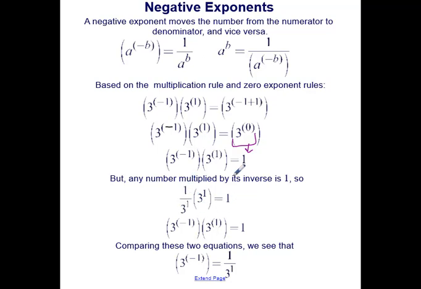So if we take our two equations and compare them, we can see that 1 over 3 to the first is equal to 3 to the negative 1. Everything else is equal: we have 3 to the first, 3 to the first, 1 and 1. So 3 to the negative 1 equals 1 over 3 to the positive 1. And that's how we can look at our negative exponent rule. That negative 1 exponent represents any negative exponent, and the base of 3 represents any base of a. So again, a negative exponent moves the number from the numerator to the denominator and vice versa.